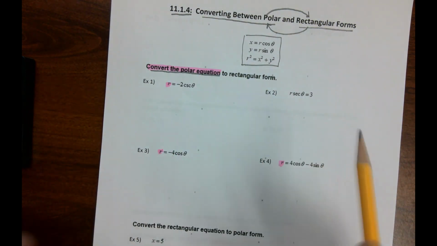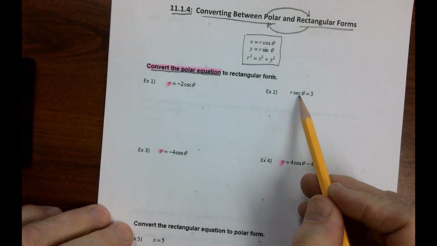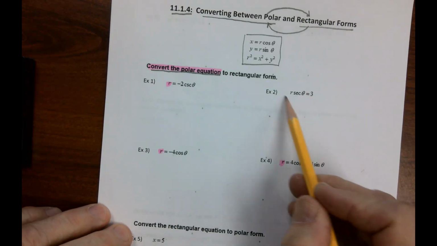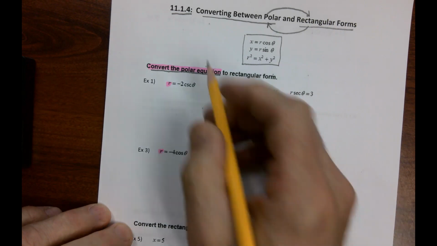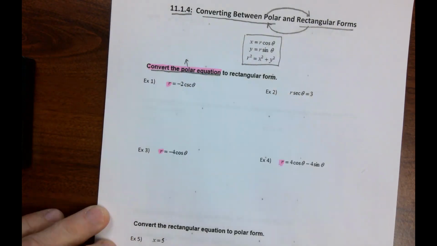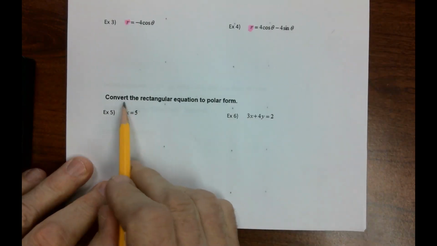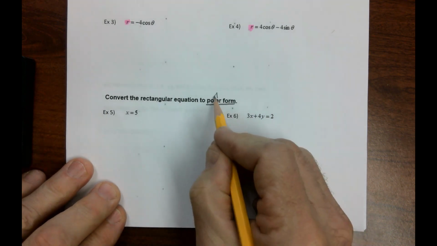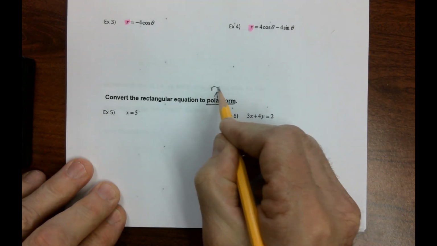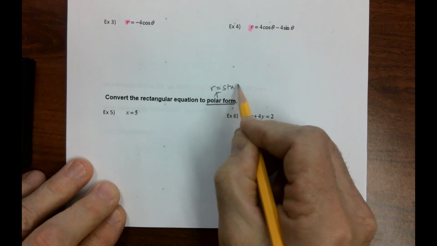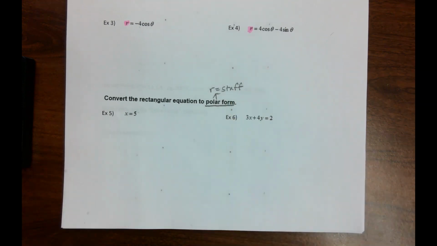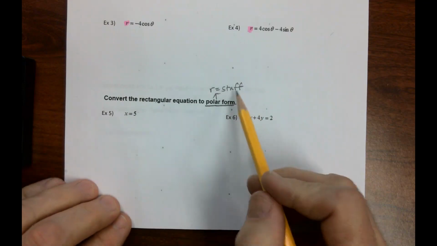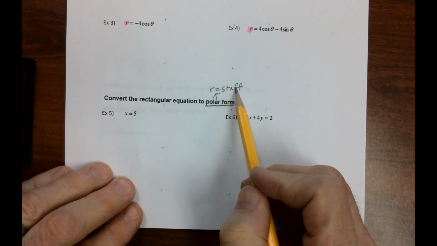So, a little exception to the rule here. There is no R equals. It's a little unique problem over here. But what I want to say to you is, when this says convert the rectangular equation to polar form, we need to know that you're not done until you have R equals stuff. Now I know that's very ambiguous, but it will make sense as I continue teaching.